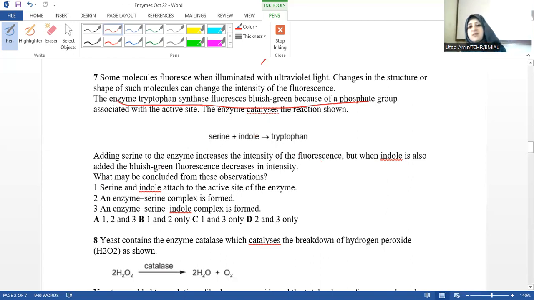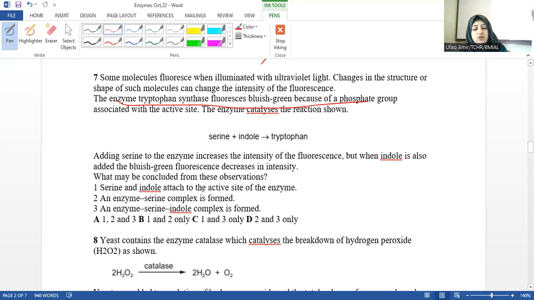Now the result is also being shared: when we added serine, we realized that the intensity of fluorescence increases. But when indole is also added, the bluish green fluorescence decreases in intensity. So why will it decrease? What may be concluded from these observations?